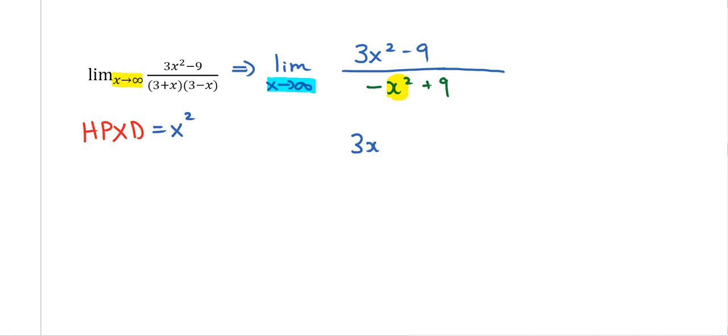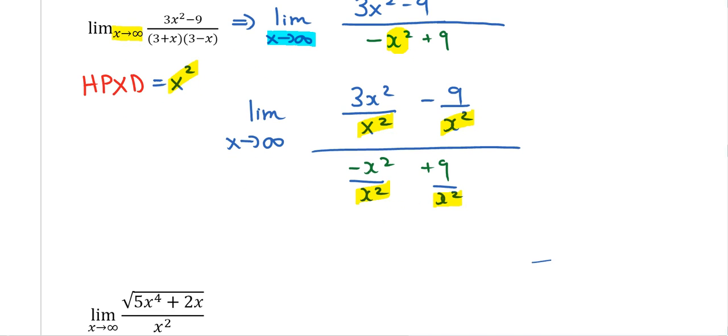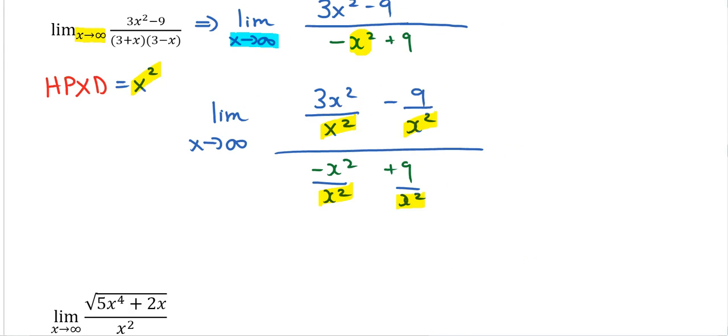This is going to be 3x squared divided by x squared minus 9 over x squared, divided by negative x squared plus 9, and I'm going to divide that by x squared. Write my limit statement, x goes to infinity. Those are my highest power of x in the denominator. From here, what you want to do next is simplify, and then after you simplify, go to a direct substitution.